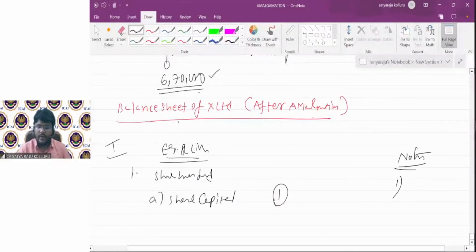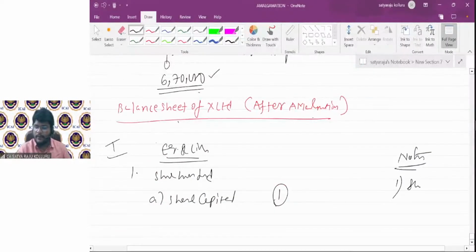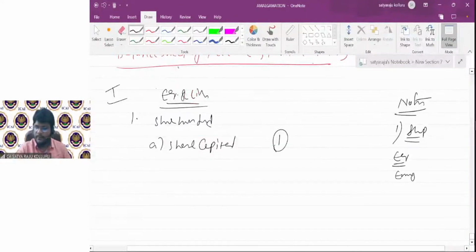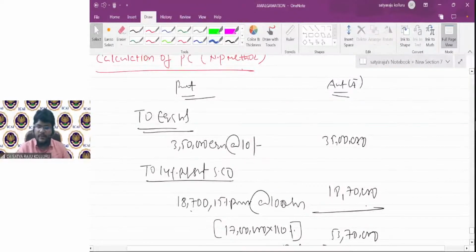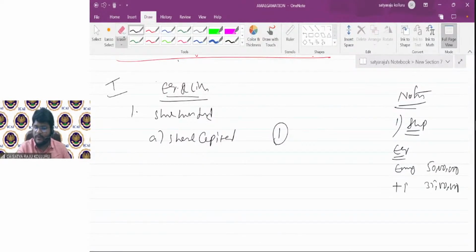Now, existing share capital in X Limited, how much? All of you let me know. Existing equity share capital, 50 lakhs. Now our company is issuing equity shares, 3,50,000 at 10 rupees each, which means 35 lakhs, issued as purchase consideration. You need to add the 35 lakhs here. Now 35 plus 50, 85 lakhs in the form of equity shares.